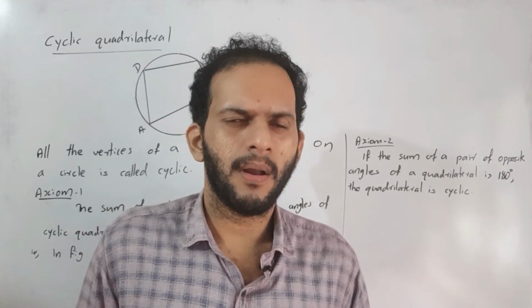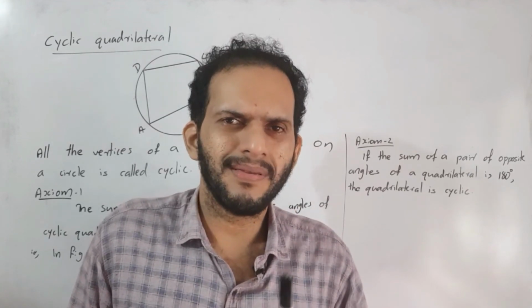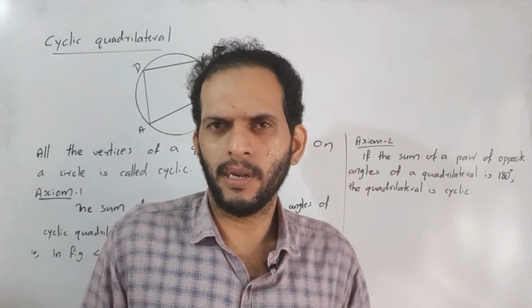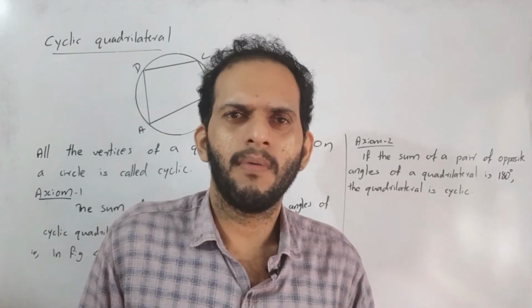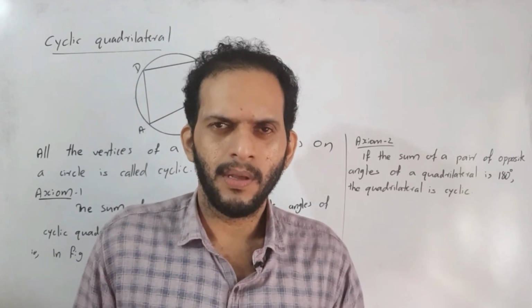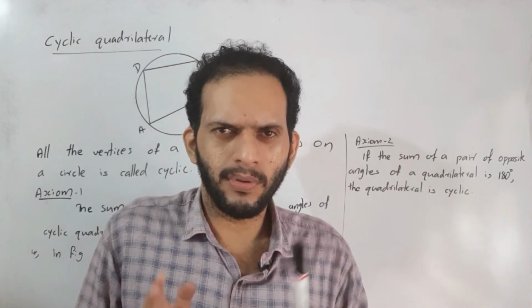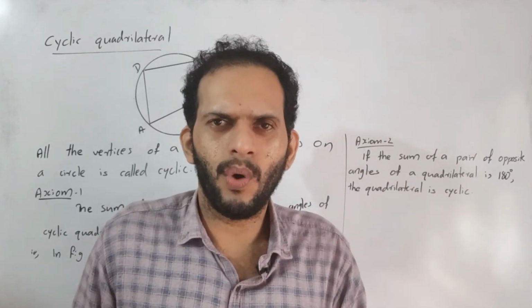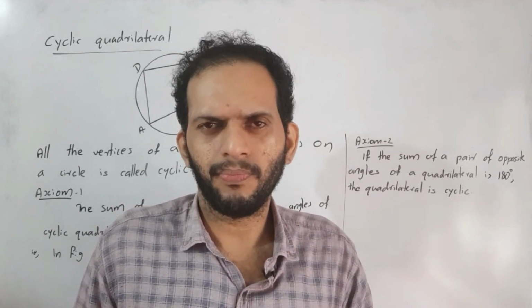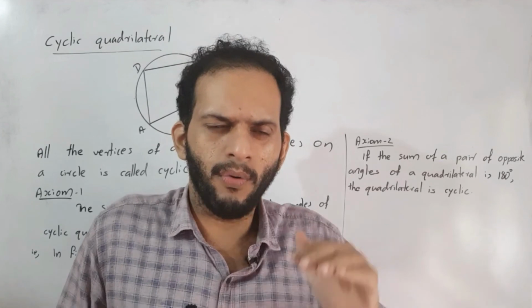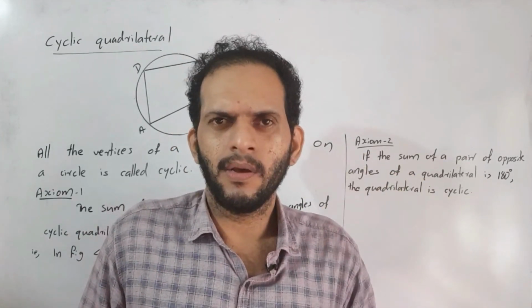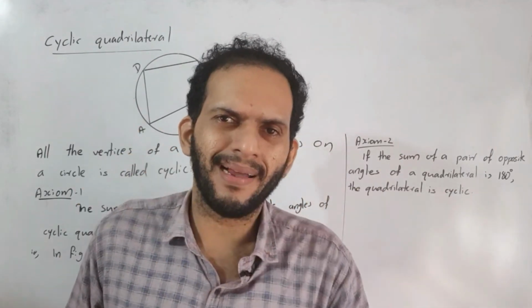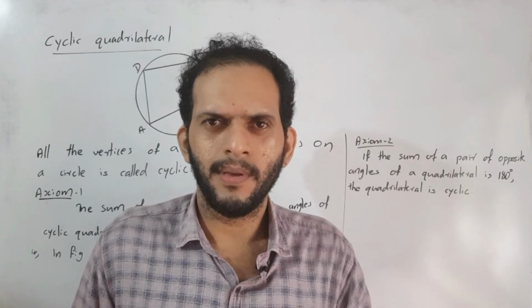Why do we choose a pair here? Because if one pair's sum is 180 degrees, then surely the other pair's sum is also 180 degrees. Why? Because the angle sum of the quadrilateral is equal to 360 degrees. If the sum of one pair is 180 degrees, then surely the other pair's sum is also 180, otherwise we can't get 360 degrees. Correct? So how do we prove a quadrilateral is cyclic? For that we prove the sum of its opposite angles is equal to 180 degrees. Okay, it's an idea.